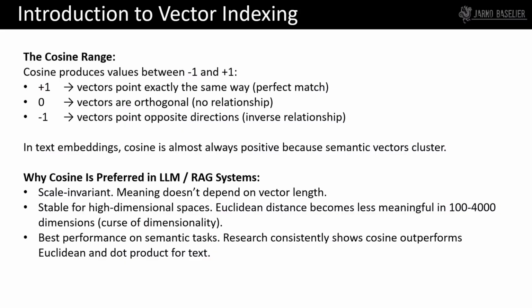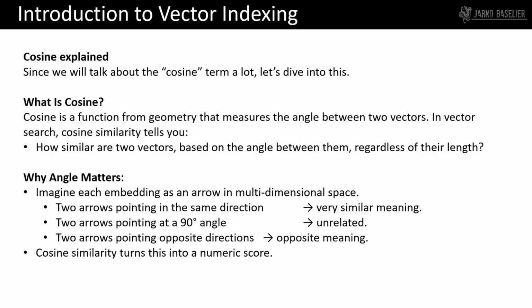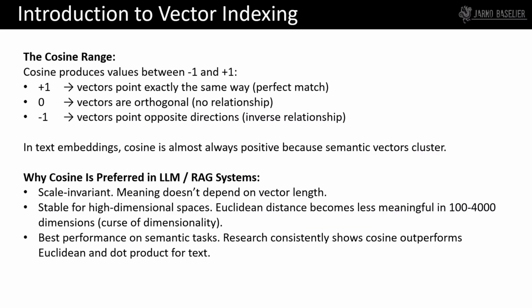So the cosine range: cosine produces values between -1 and +1. +1 means vectors point exactly the same way, so this is a perfect match. -1 is where vectors point in opposite directions, and this is an inverse relationship, and 0 means that the vectors are orthogonal, which means basically no relationship. In the previous example, this was the 90-degree angle. In text embeddings, cosine is almost always positive because semantic vectors cluster.